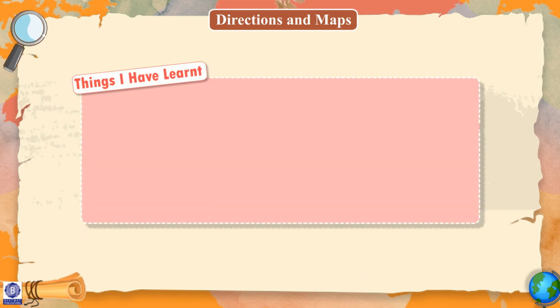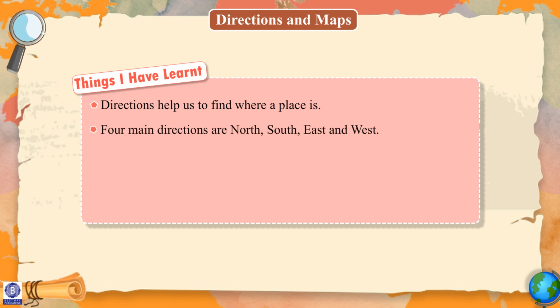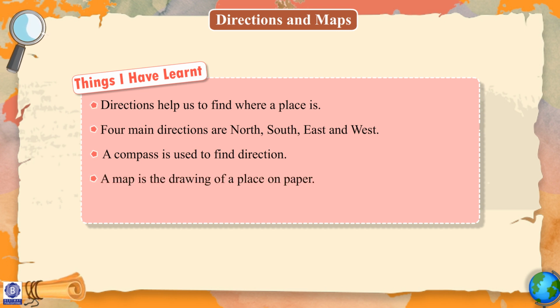Things I have learned. Directions help us to find where a place is. 4 main directions are north, south, east and west. A compass is used to find direction. A map is the drawing of a place on paper. We can find our way with the help of a map.